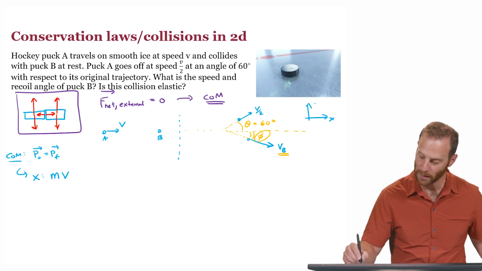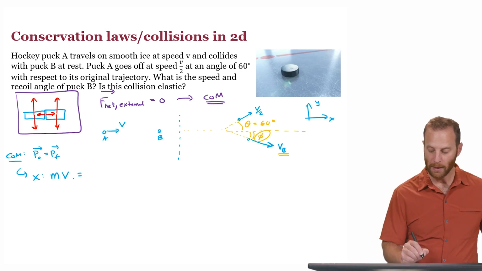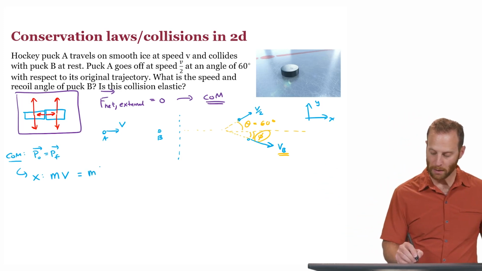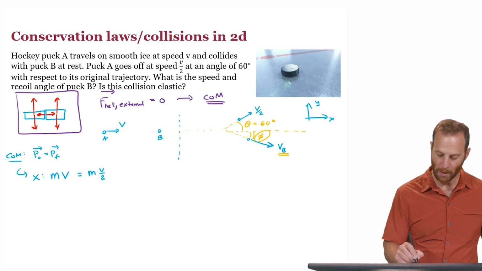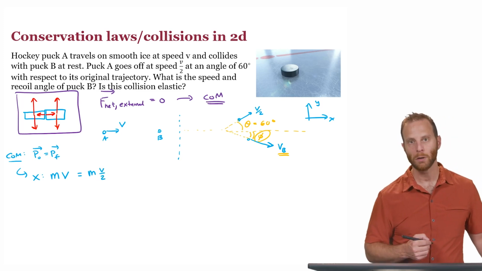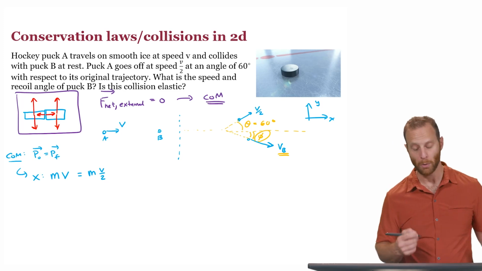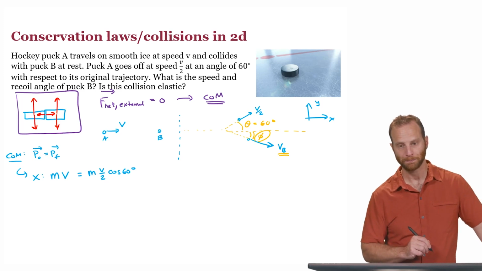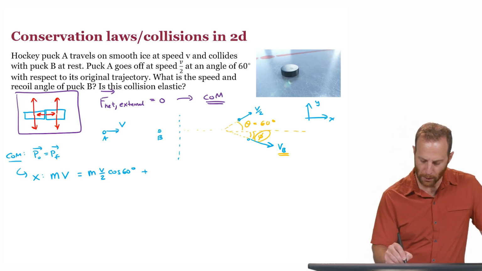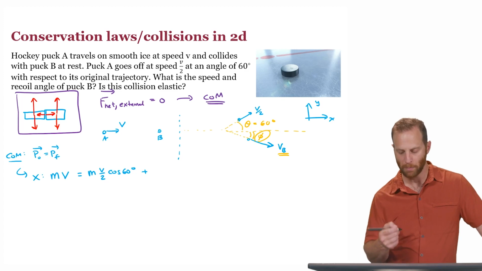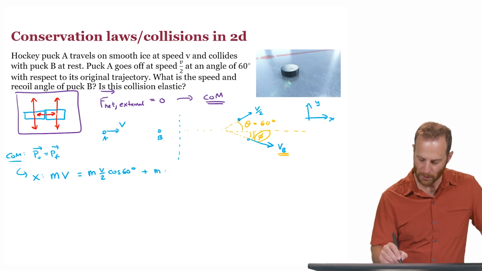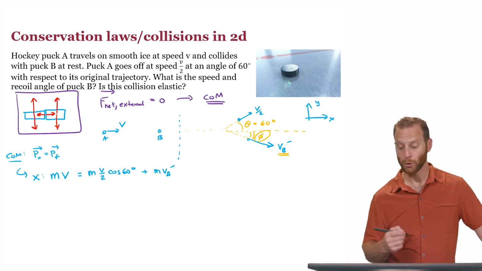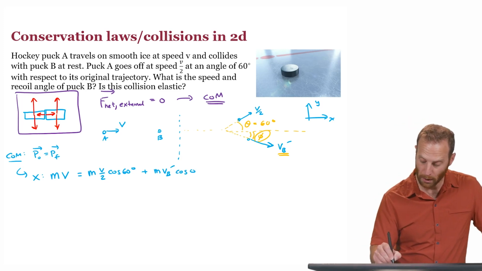Here's a coordinate system in case we need it. In the end, what we have is puck A going off at some speed of v/2, so it has a component mv/2, but we have to include that angle to get the horizontal component of that velocity, so we have to use the cosine of 60 degrees. Then we can include the x momentum of puck B, which is its mass, its speed, and we have to use the cosine, that's the cosine of phi.